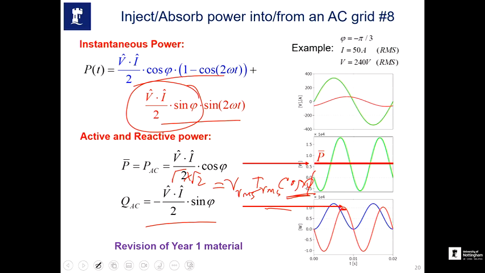Same for Q, the reactive power: it's VRMS, IRMS sin phi, and the reason it's negative is because our phi is negative, right? So if you put the value of phi in here, Q will be positive when you have an inductive current, then you assume the reactive power is positive. When you have capacitive current, the standard is that Q will be negative. So when phi is a positive angle, the Q will be a negative value.